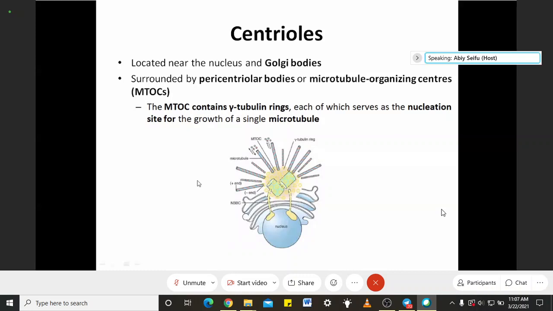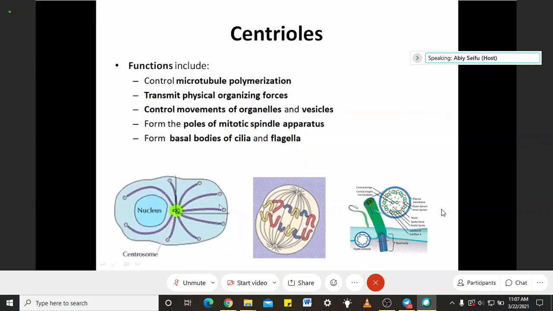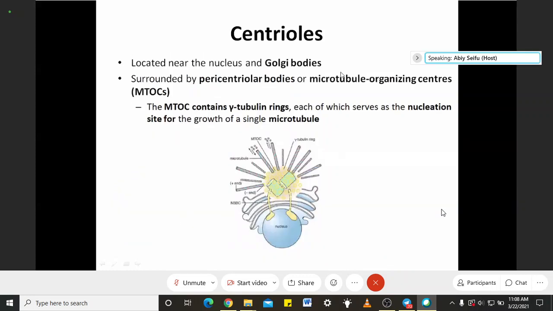Look at how microtubules are forming to radiate away from the centrioles. They are radiating like this towards all regions of the cell. This green outline is a centromer region. In this centromer region, we have the paired centrioles, which are surrounded by pericentriolar organizing type of region. Centriole is surrounded by these pericentriolar bodies, or microtubule organizing centers.